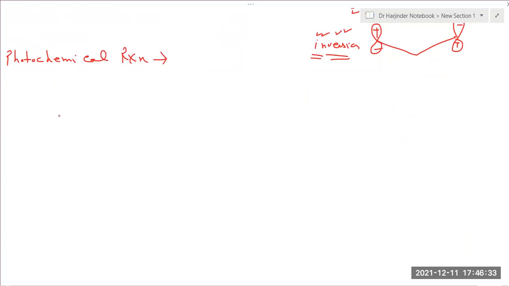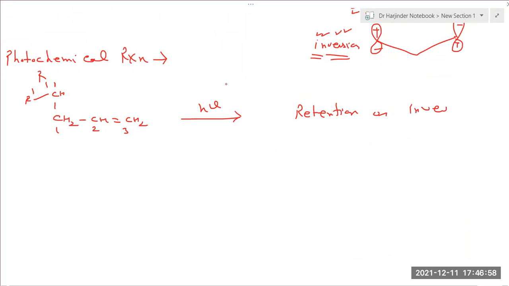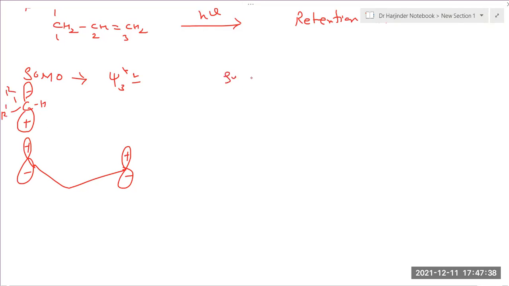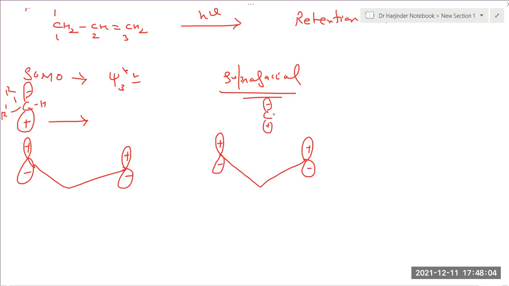So in photochemical reaction, what is your SOMO? Psi3 star. Your SOMO, yes, electron from Psi2 will jump into Psi3 star. So in Psi3 star, what is the sign of terminal lobes? Same sign, sir. Same sign. Okay, so positive is overlapping with positive, negative is overlapping with negative. So suprafacial, will it be allowed or forbidden? Suprafacial means a same side lobe will overlap with both of these. So it will be allowed or forbidden? Allowed. So this will be like this.